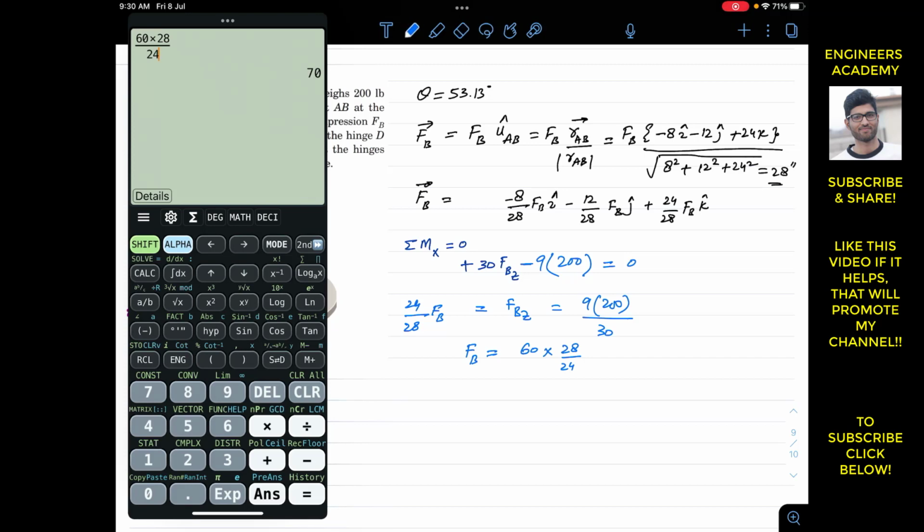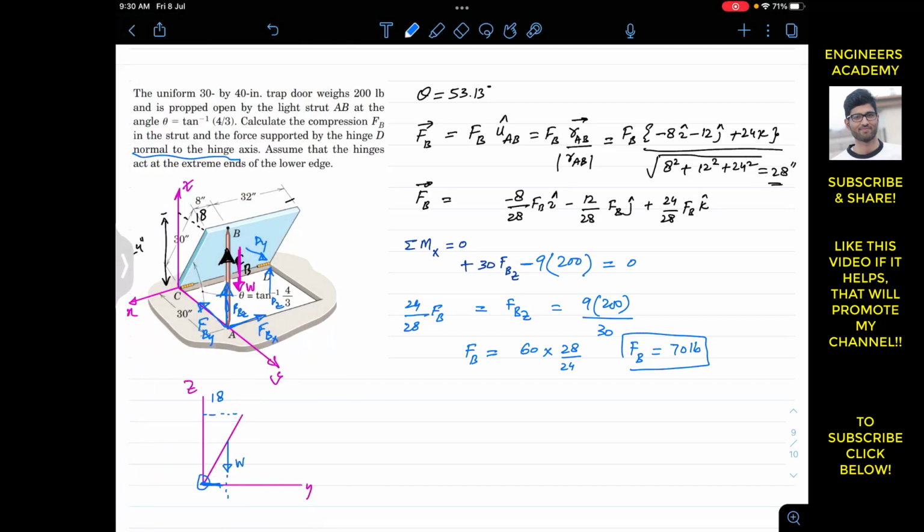So the strut is applying a force of 70 pounds, and as a result the door is going to apply the compressive force on the strut in the opposite direction, and that compressive force magnitude is also equal to 70 pounds.